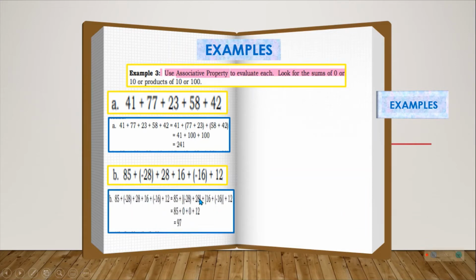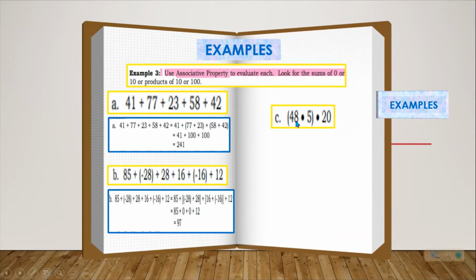So, pinagrupo natin to, naging 0. Si 16 plus negative 16 is also 0. So, ang natira si 85 tsaka si 12. So, 85 plus 12, that is 97. Hindi mo na kailangang i-add pa lahat yan para malaman mo lang yung final answer.